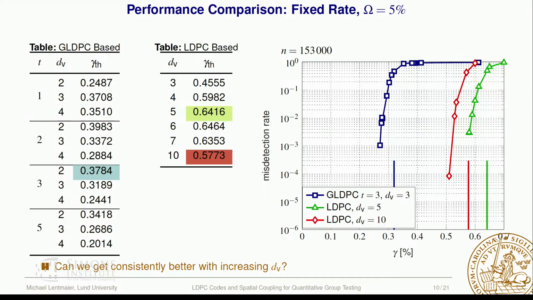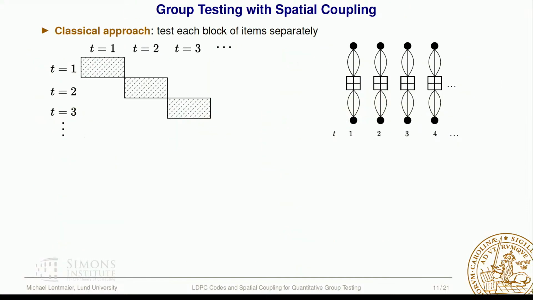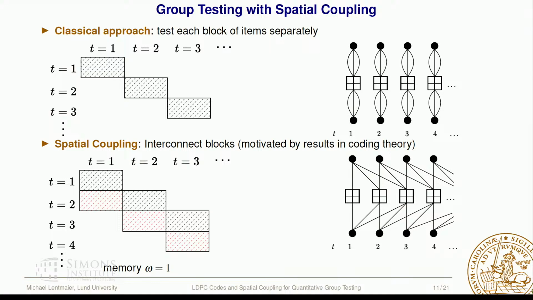Can we get consistently better with increasing variable node degree? Yeah, if we use spatial coupling. I think most of you are familiar with spatial coupling to some extent. The idea is instead of having independent blocks, as we do now in this case of group testing, we are interconnecting blocks. Like in a convolutional code, we have memory. This gives us a spatially coupled system.